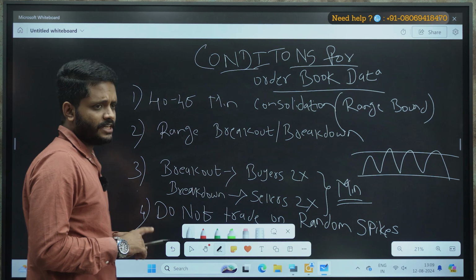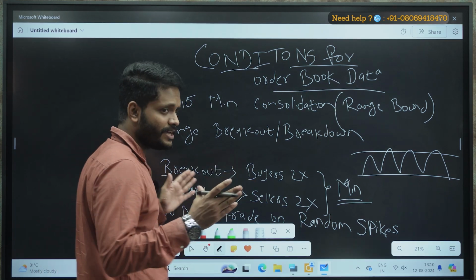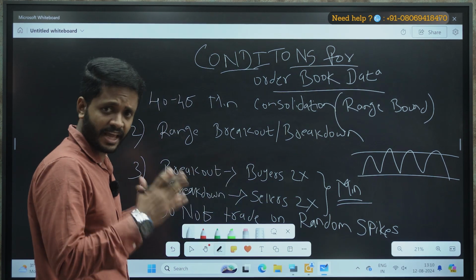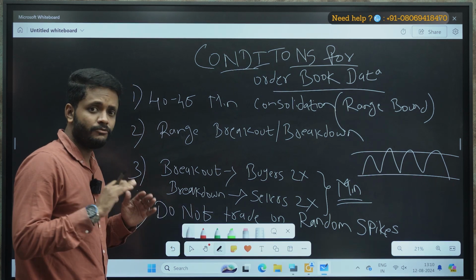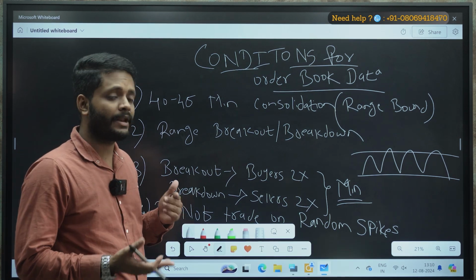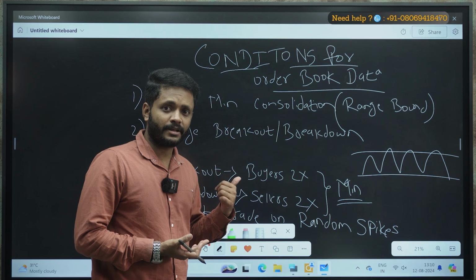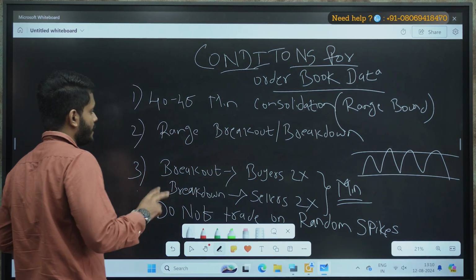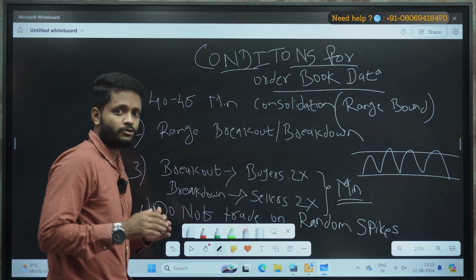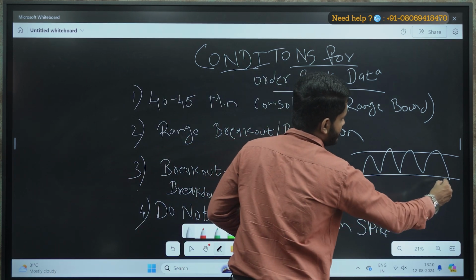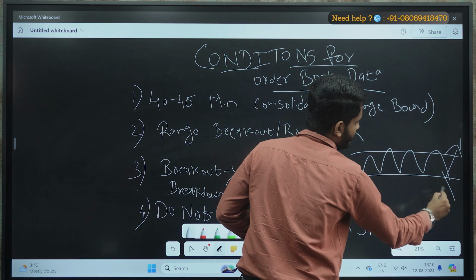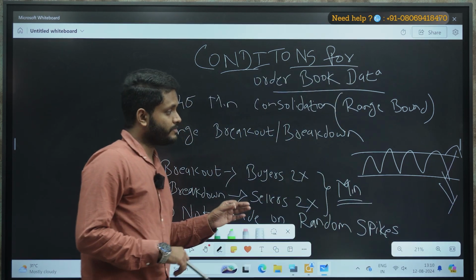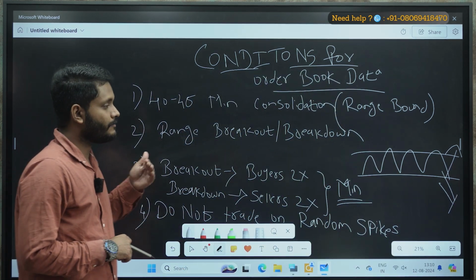Correct. So the first condition is 40 to 45 minutes of sideways, a consolidation range, a range bound move, and then I will wait. I won't anticipate a breakout or breakdown. Let the system trigger the trade, and then I will go and initiate. So what is the second condition? Range breakout or breakdown. The moment I see, say for example, a breakout from here or a breakdown from here, if the system triggers the entry, then I will go and initiate.